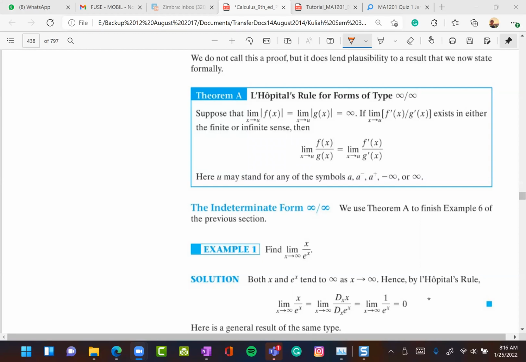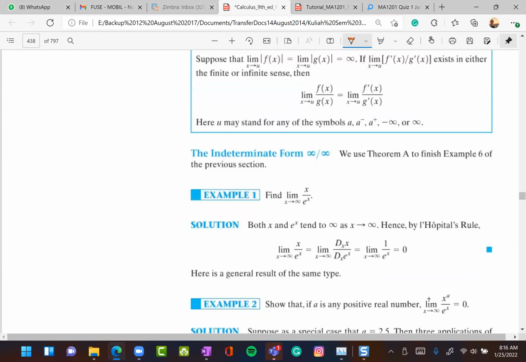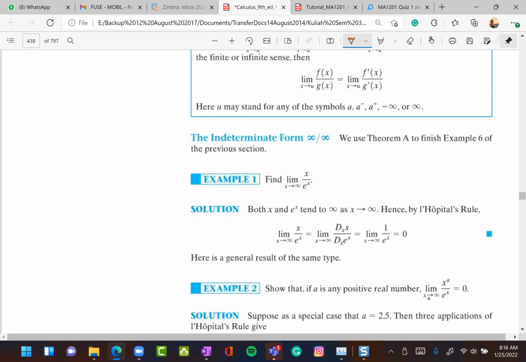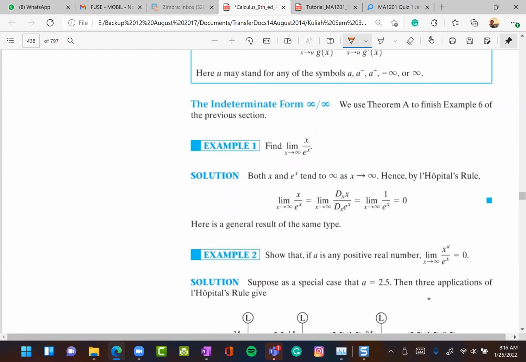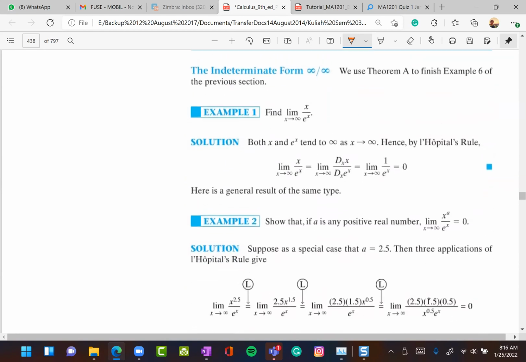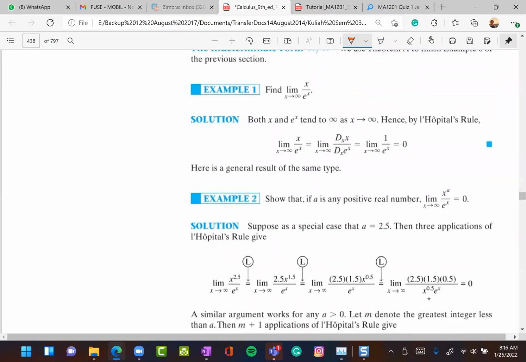Okay, so the textbook here gives L'Hôpital's Rule for the form of type infinity over infinity, so this is large over large. We've covered this one, so I'll just show you an example from here. Here we have x to the something over e to the x. Use the derivative rule: take the derivative of one x, that's 0. Let me just show you.